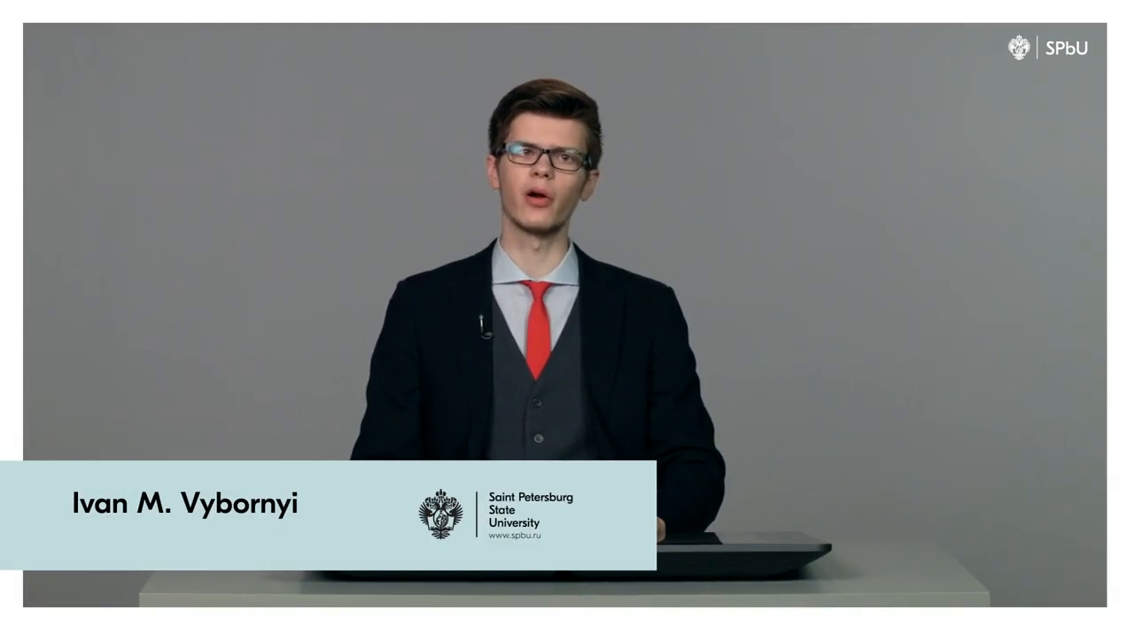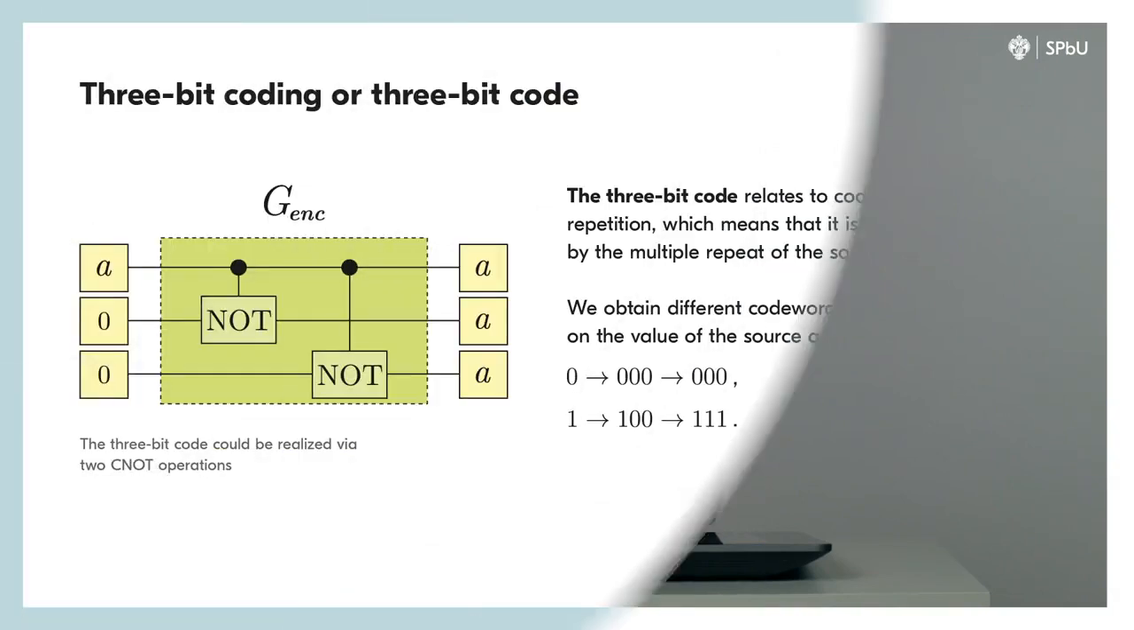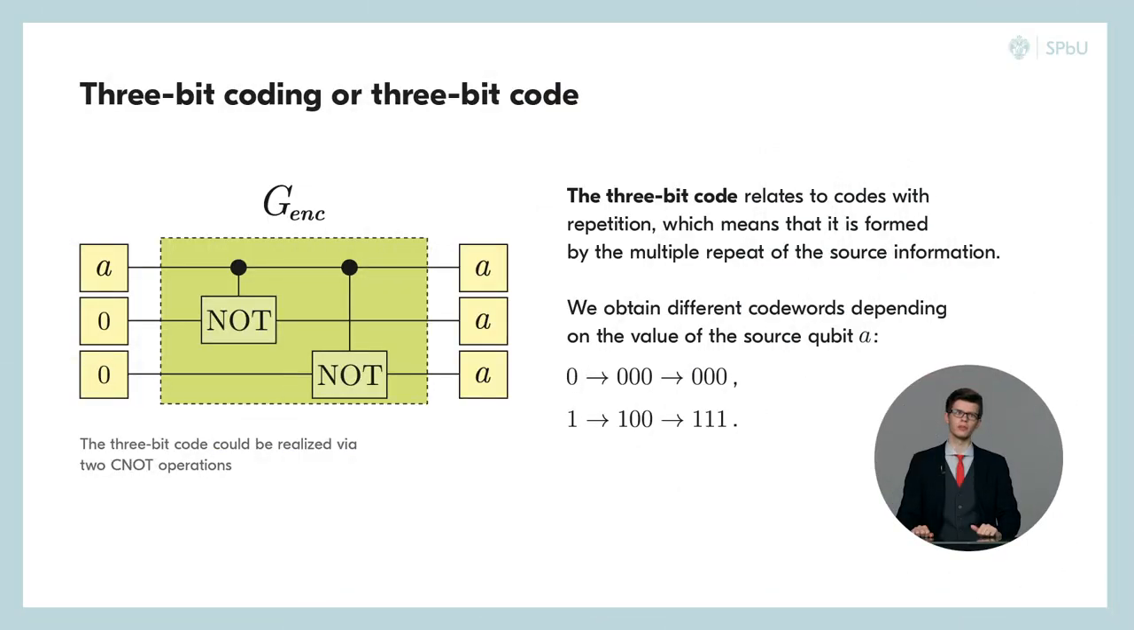We started to discuss the error correction theory. Now our goal is to consider in detail the classical 3-bit code, in which every bit with 0 value is replaced by a code word of 3 zeros and every bit with 1 value is replaced by a code word of 3 ones. The 3-bit code is a code with repetition.